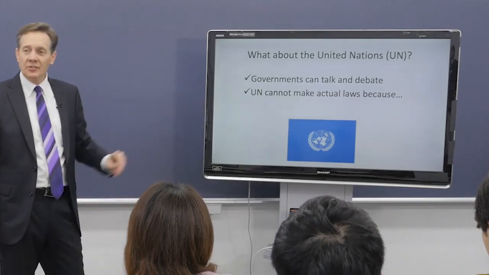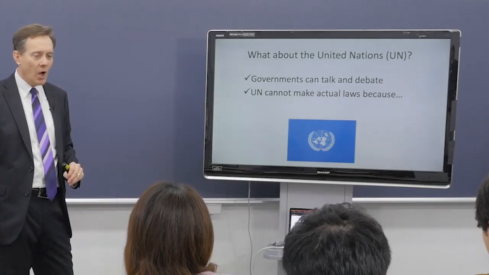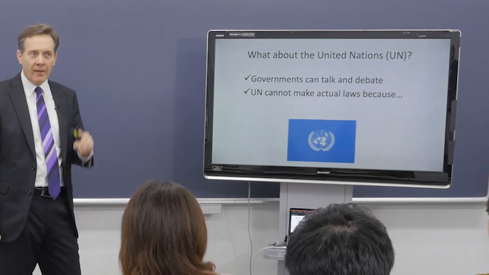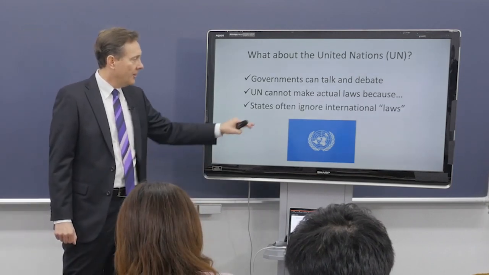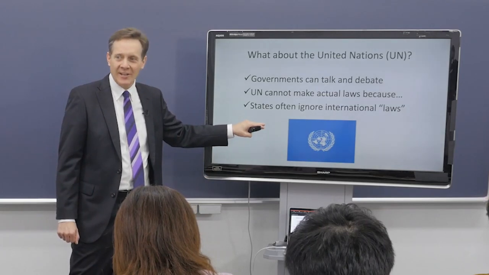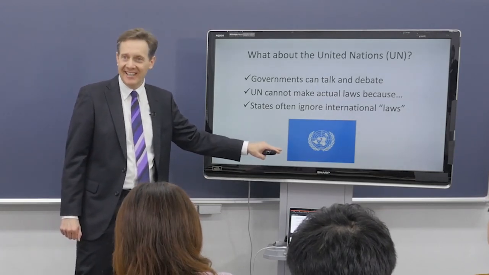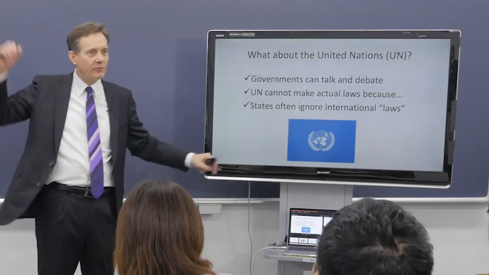But the United Nations cannot make actual laws that the world governments must follow. This is because states often ignore international laws. The United Nations rules are made by states, not separate from states. Sometimes they accept these rules and sometimes they don't. And that's a result of anarchy.